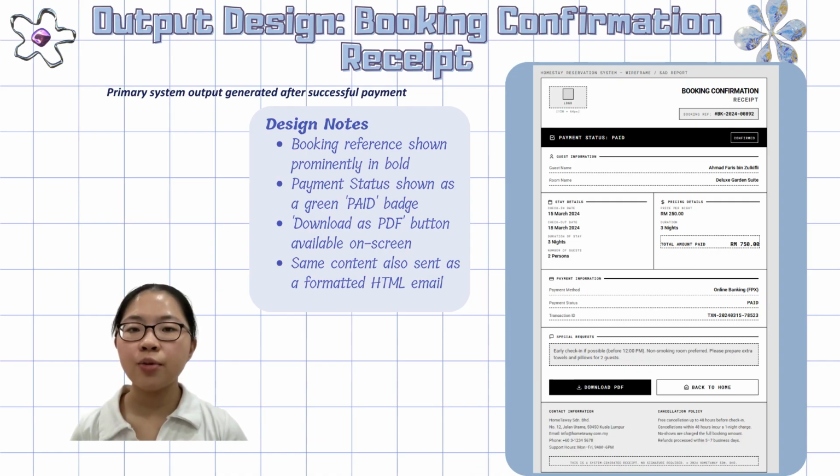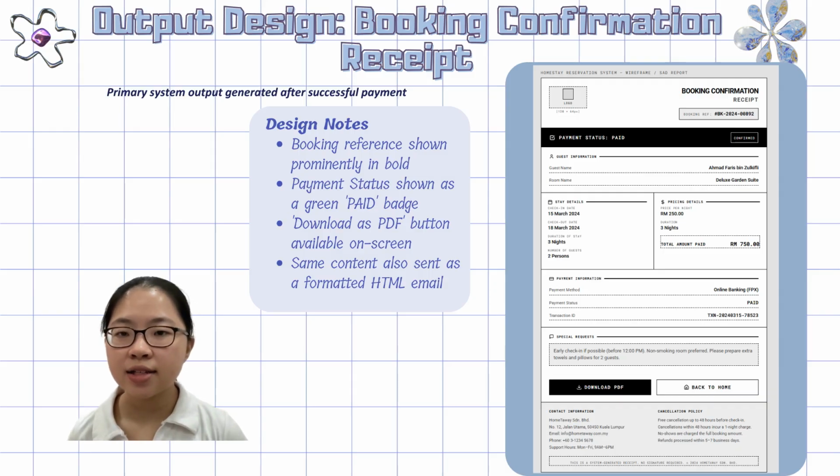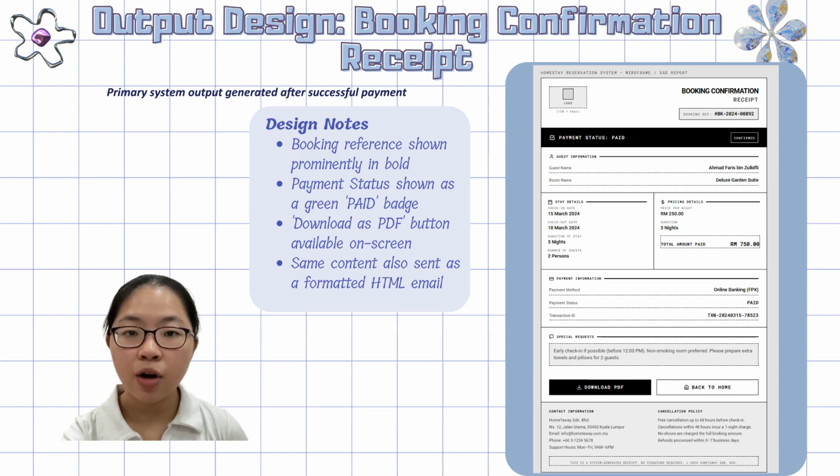Next is the output design, which is the booking confirmation receipt. After the guest successfully completes the payment, the system will automatically generate a receipt as a confirmation of booking. The receipt includes important information such as a booking reference number, guest details, room details, check-in and check-out dates, number of guests, and the total amount paid.